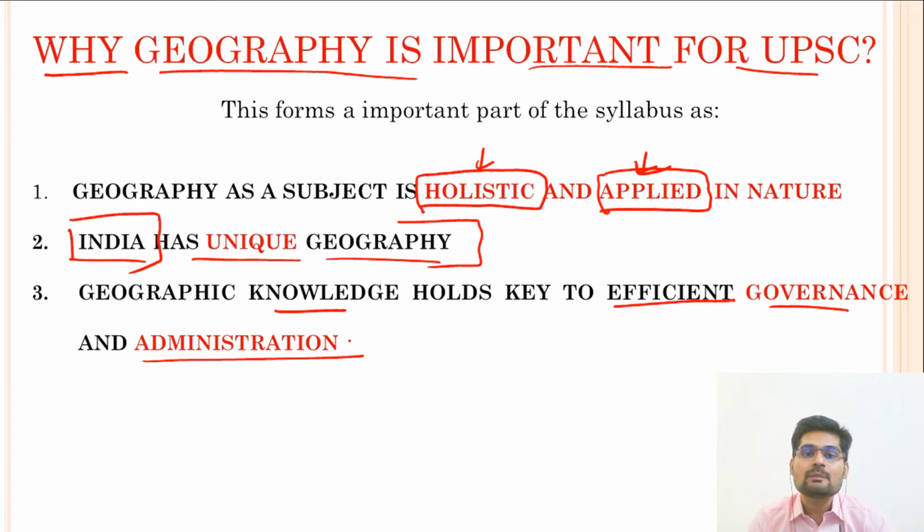Suppose I am in charge of a particular district and I don't know the geography of that place: how are the mountains there, what kind of soil is there, what kind of river valley is there, what kind of water resources and mineral resources are there, what kind of people are occupying that district, what is the culture, what is the interaction of people and environment in that place, what are the problems of that place. This is all geographical knowledge. So if a person knows that, he can be a good administrator of that place.